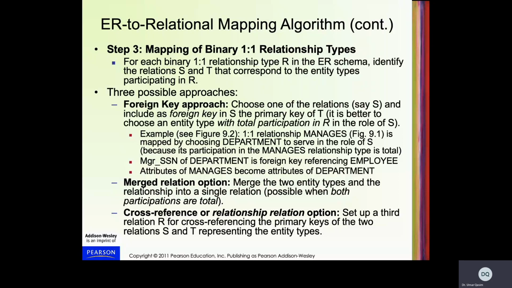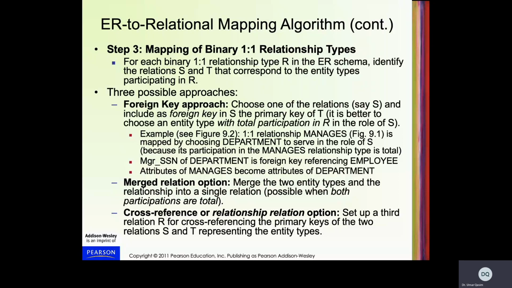So this way we have a one-to-one relationship and the participation is total on both sides. In such a case, we can merge that relation into one relation, into one table. There is another approach, which is the cross-reference approach or relation approach.